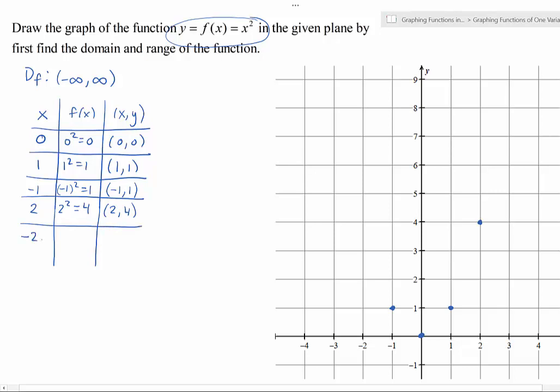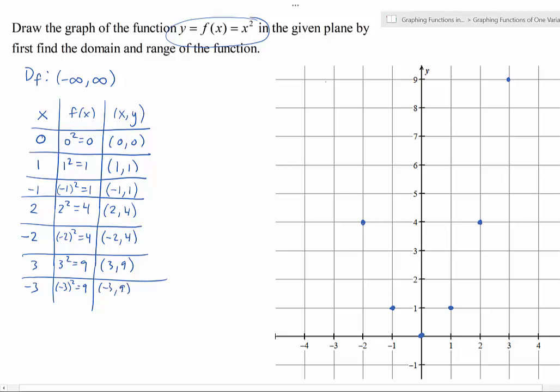How about when x is -2? (-2) squared is also positive 4. So we get the ordered pair, input -2, output 4, about right there on the graph. A couple more, maybe we can start seeing the pattern. If x is positive 3, then 3 squared is 9, and we get the ordered pair (3, 9). Plot the ordered pair (3, 9) on the graph. And then finally, input -3, (-3) squared is 9 as well. We get the ordered pair (-3, 9).